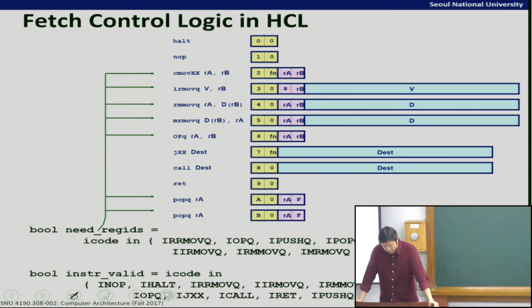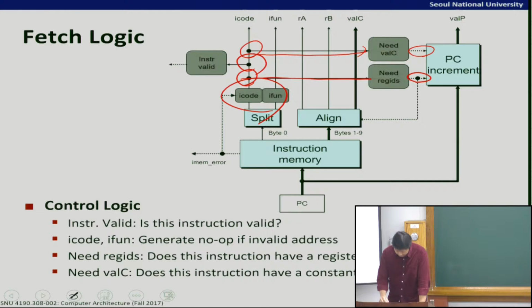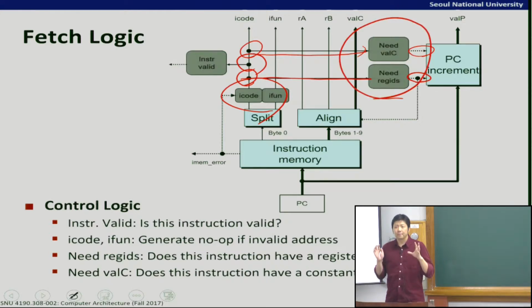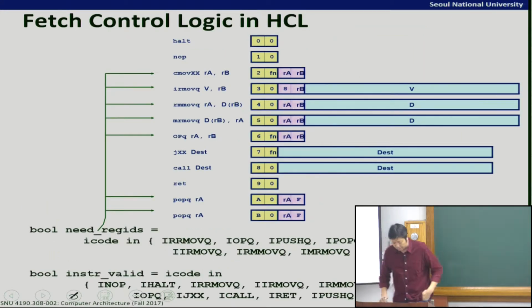So let's think about the other two boxes here. If you see, two slides ago, there are two boxes here. Both take this I code as input and generate a 1-bit flag as output. Then how can we describe the functionality of these two blocks?